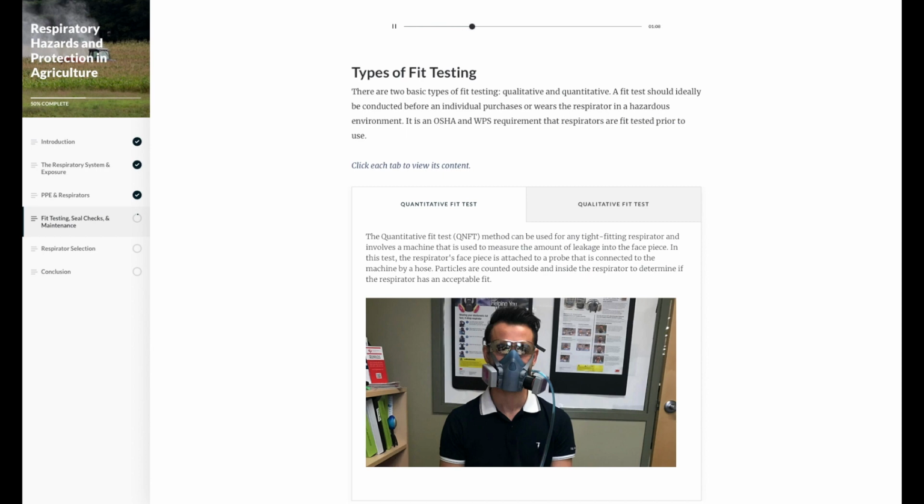Quantitative fit test. The quantitative fit test, QNFT method, can be used for any tight-fitting respirator and involves a machine that is used to measure the amount of leakage into the facepiece. In this test, the respirator's facepiece is attached to a probe that is connected to the machine by a hose. Particles are counted outside and inside the respirator to determine if the respirator has an acceptable fit.